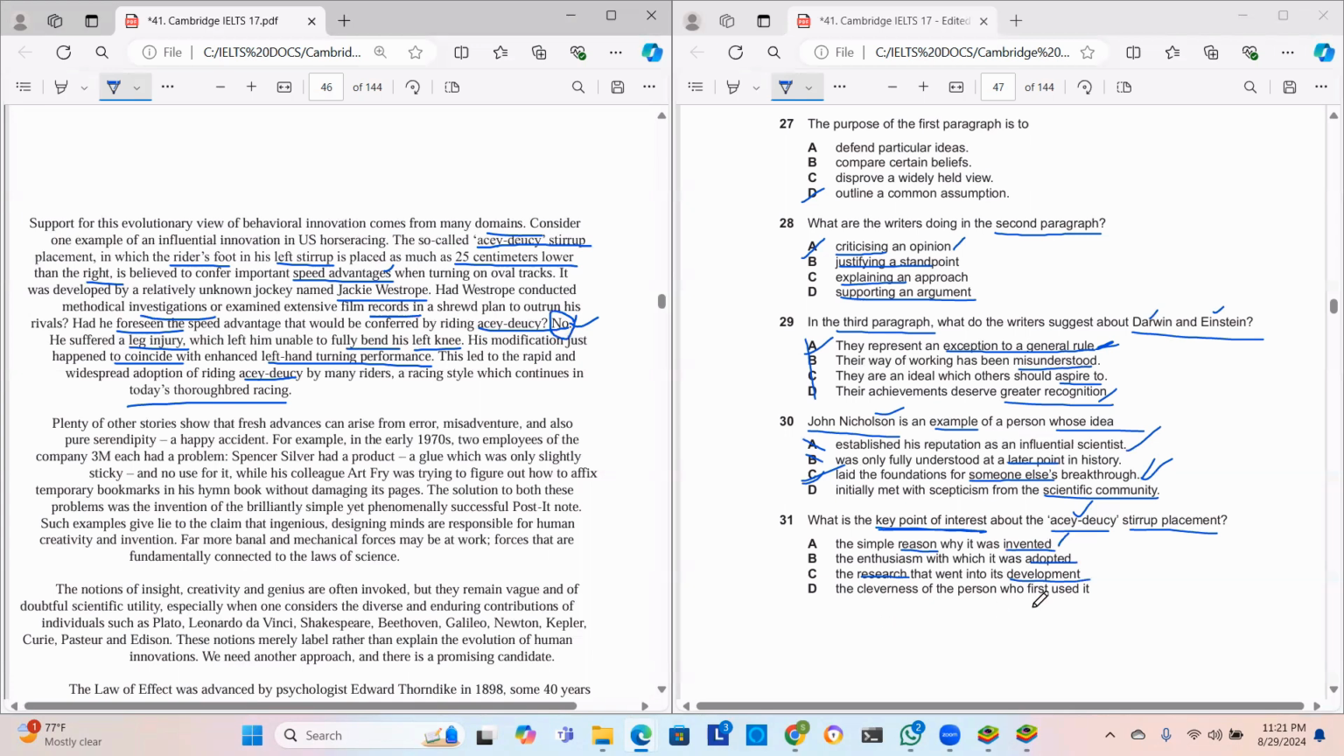The cleverness of the person who first used it? No, it was not cleverness. It was just he had a leg injury. Because of that, he placed his left foot low, right? So hence, I think A is the clear answer here. Okay. So B, C, D, they are very simple. You can eliminate them, right?